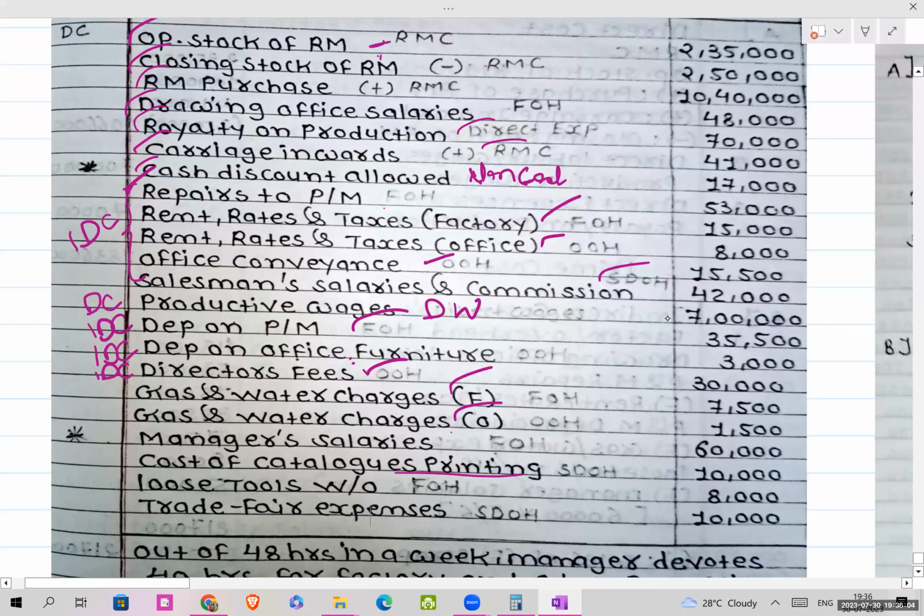Next aspect that you could see is trade fair expenses. Now, when I say trade fair expenses, it is all about exhibition. And when do we do exhibition? When we are targeting our sales, selling and distribution. Okay, so this will go to selling and distribution overheads.